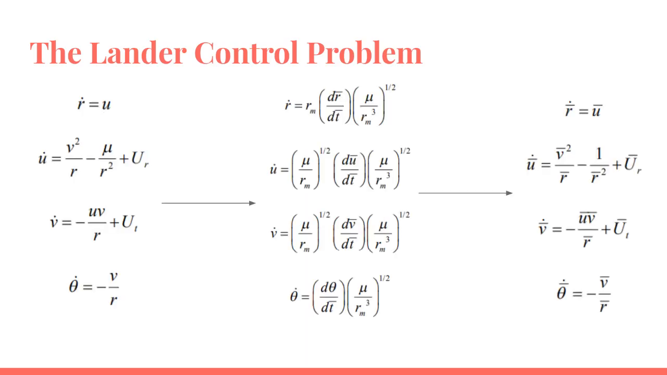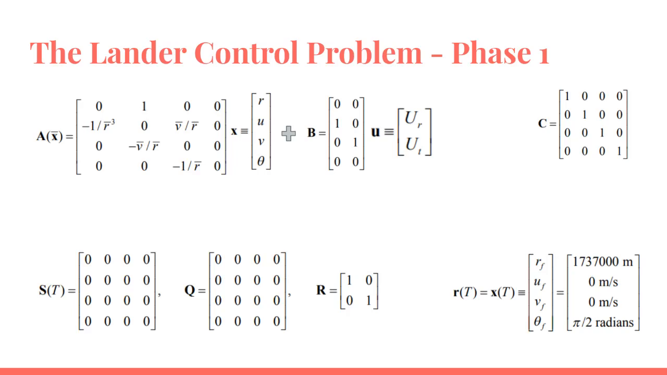To linearize the system, you need to do something called non-dimensionalizing. So from here, you take the gravitational parameter of the moon, and then the radius of the moon. Then you use those to linearize the system and take all the units out. And then from here, you get your A, your B, your U matrices. Notice how S and Q are 0 because you're not minimizing the final state and the intermediate state, just the control input. And your final state is the initial state of phase 2, so you see in here. You're leveling off to 90 degrees, and your final velocity is 0, but your final radius is still the radius of the moon plus 30 meters.